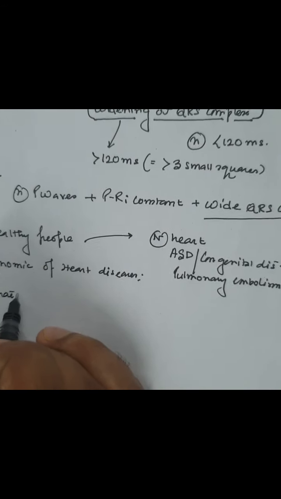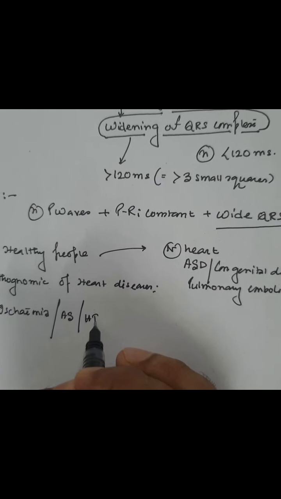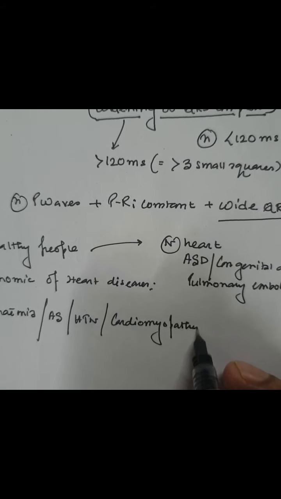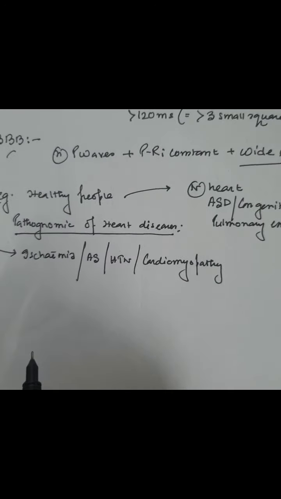And what are the different causes of LBBB? Ischemia of heart muscles, aortic stenosis, hypertension, or some cardiomyopathy. So that's why left bundle branch block is always a pathognomonic sign of heart problems.